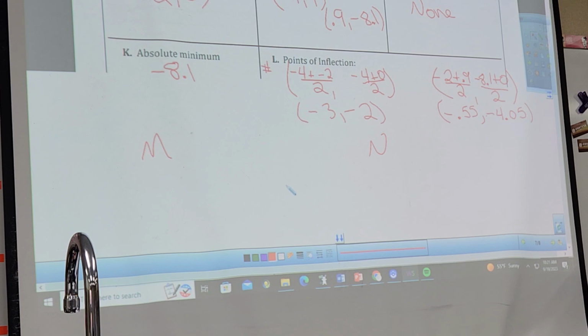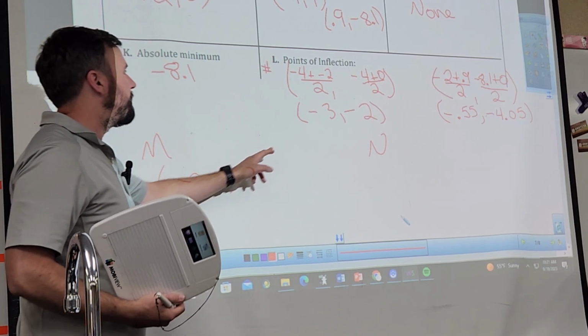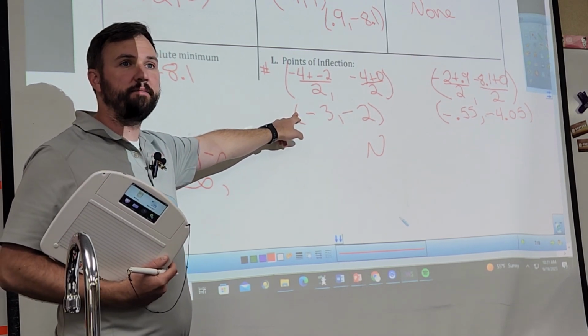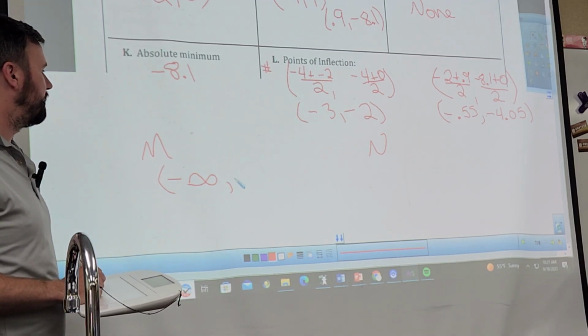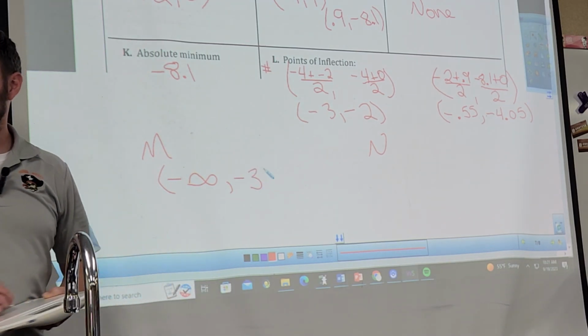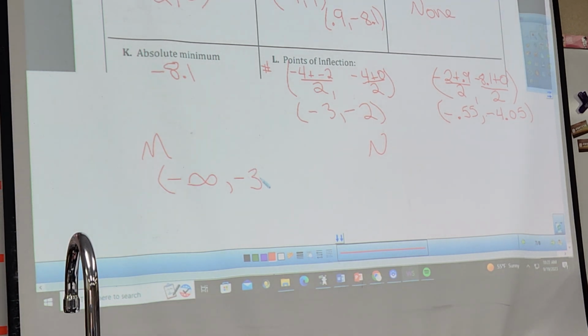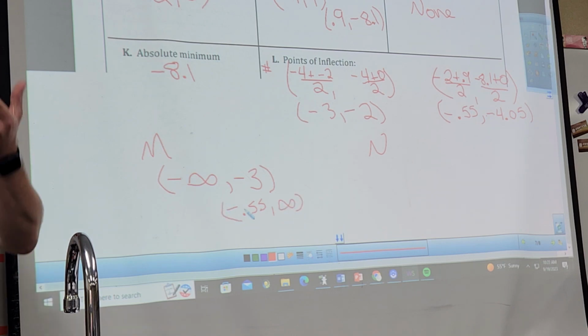Where am I concave up? Negative infinity to -3. Now, I'm doing an interval. Where do I get my x interval? I use my points of inflection, right? Because that's where it changes. And we can look at our graph. Only increasing, decreasing use brackets. At a point of inflection, some weird stuff's actually happening. Now, is there another one that's occurring too? What's the other one? Negative 0.55 to infinity. Now, when you look at your graph, do those both look like U's, those intervals?